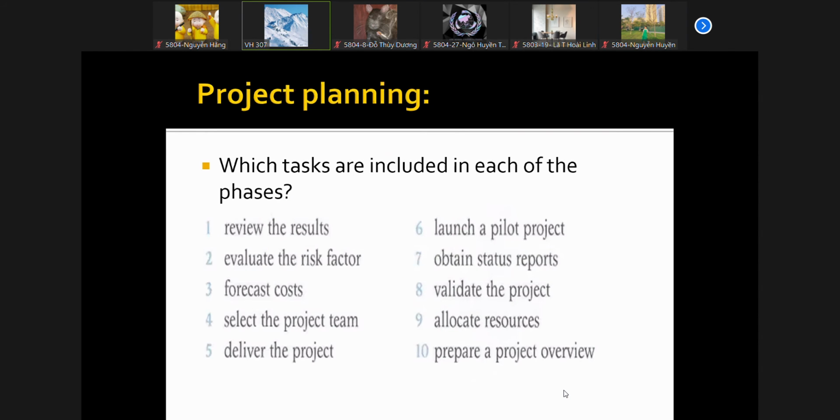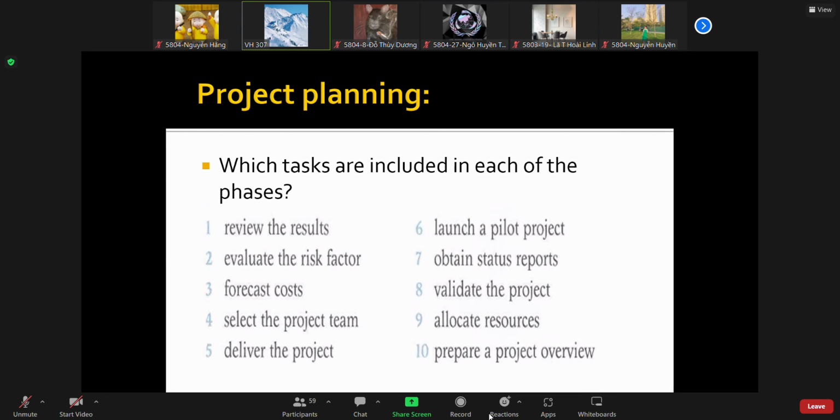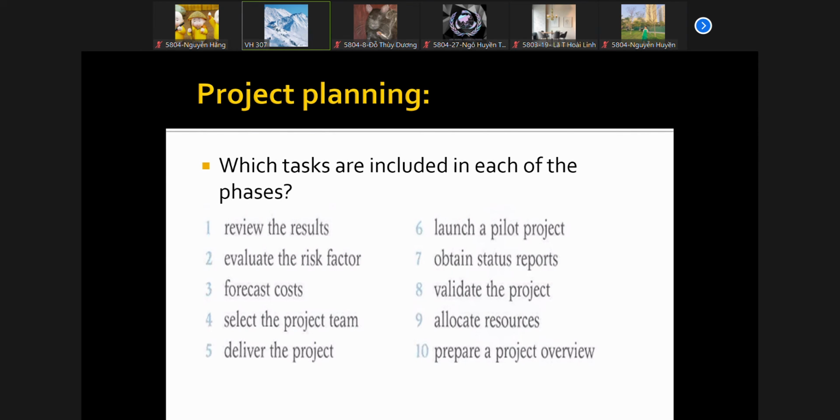Now we come to the third question, that is, which tasks are there in each stage? So if we look at the slide with me, and then after that answer my questions. If we understand the four phases: initiating, planning, executing, and closing, we can answer the question which tasks are included in each of the phases here. So let's look at number 1 to number 10.